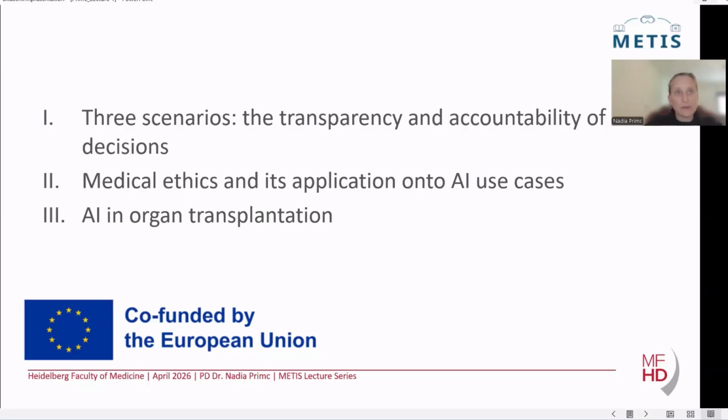Today, I will start with a clinical case and 3 scenarios. I will then, in the second part, introduce the basic ethical principles of medical ethics and show how they apply to these scenarios. And in the third part, I will very briefly use the example of AI in organ transplantation to make a broader point about the limits of general AI ethics frameworks.